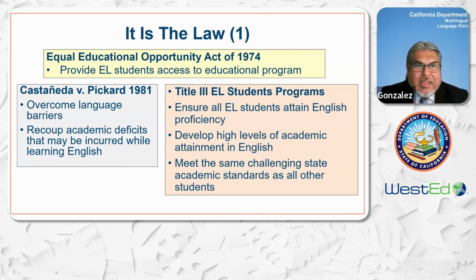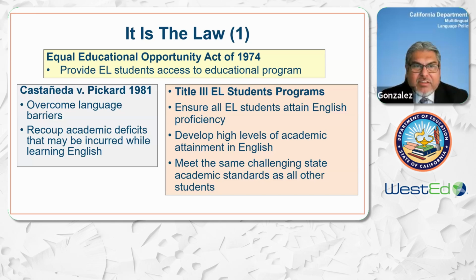So it's federal law. We will begin with federal and civil rights legal obligations for EL students. Castañeda versus Pickard, a 1981 case law, determined that local educational agencies, or LEAs, have a dual obligation to support EL students to overcome language barriers, to reach proficiency in English, and to recoup academic deficits that may be incurred while learning English so that students can reach the same academic achievement goals.